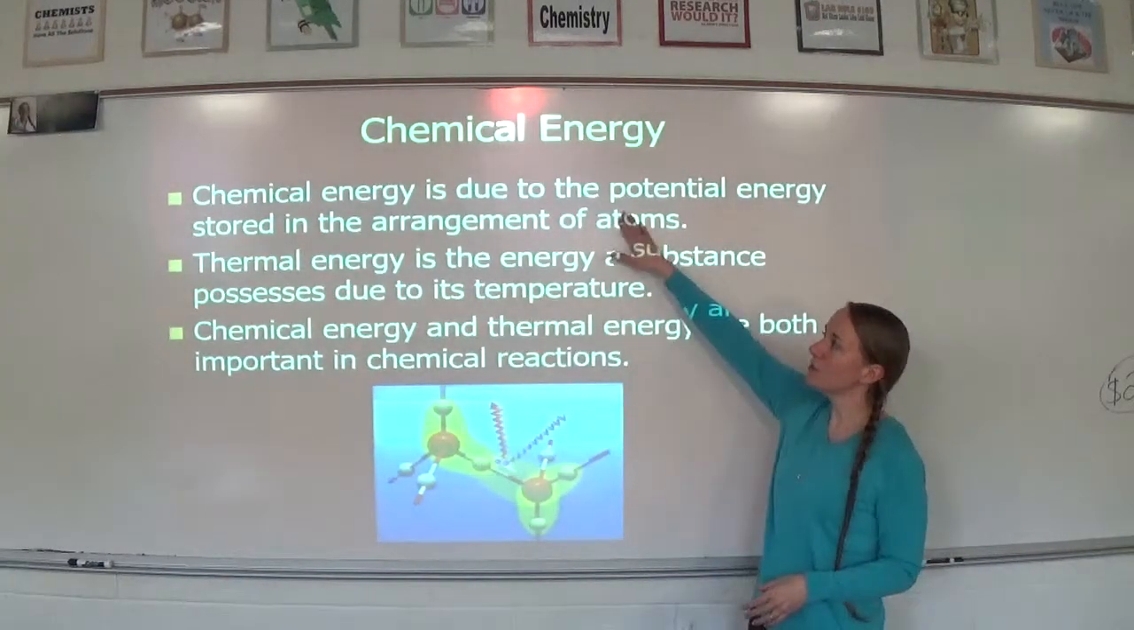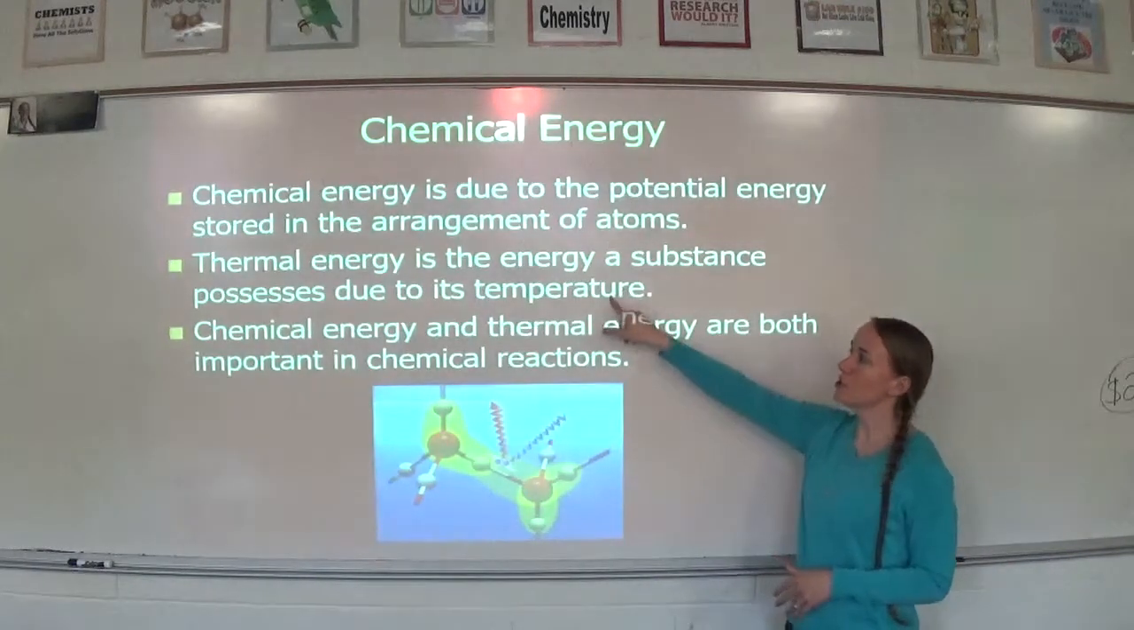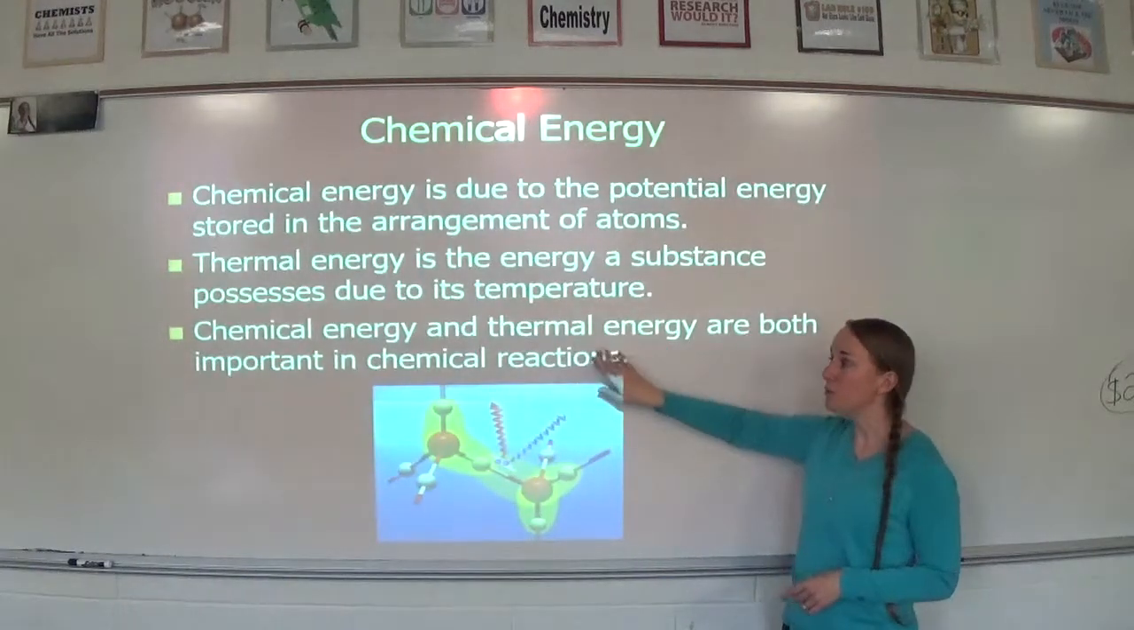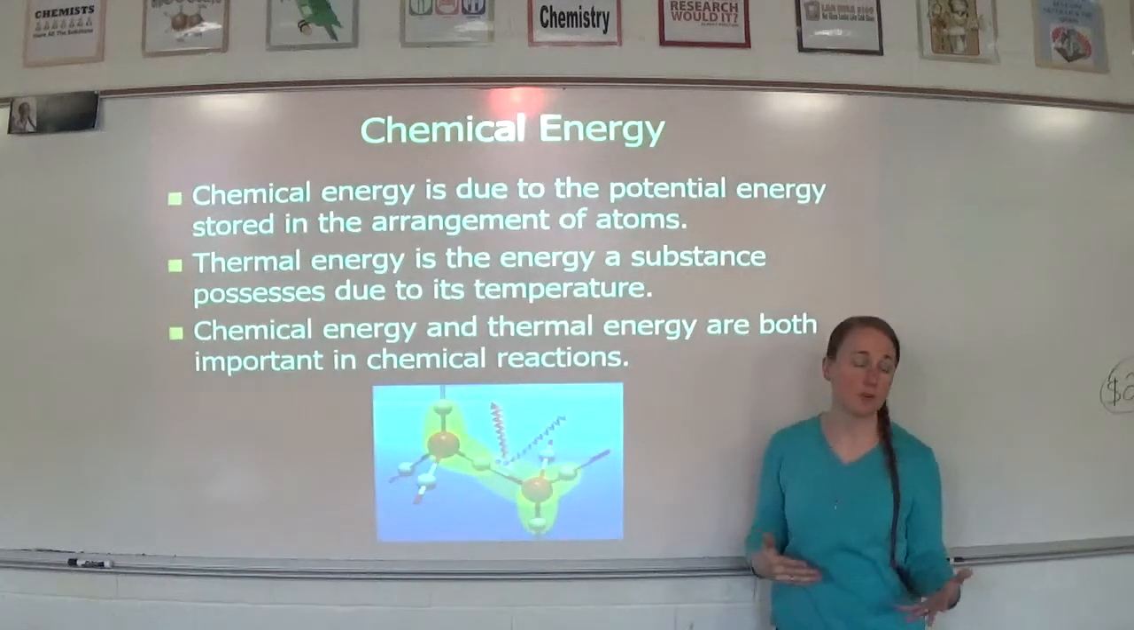Okay, so we've got chemical energy, which is based on the bonding and the arrangement of the atoms, and thermal energy is due to temperature. So the higher the temperature, the more thermal energy you have. And then both of them are important on whether something is endothermic or exothermic in a chemical reaction.